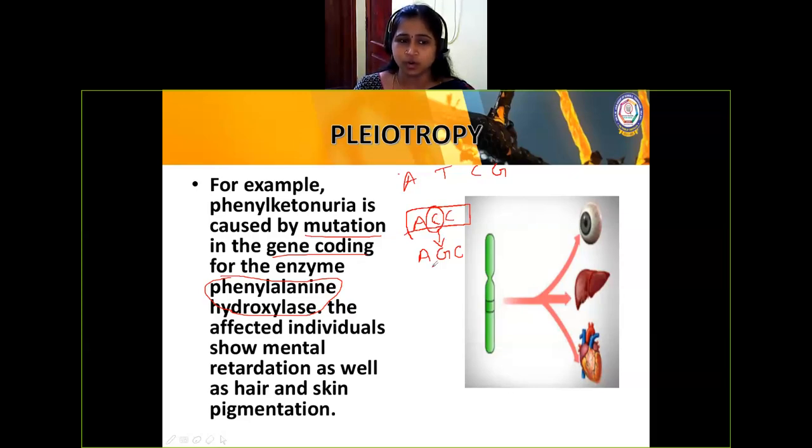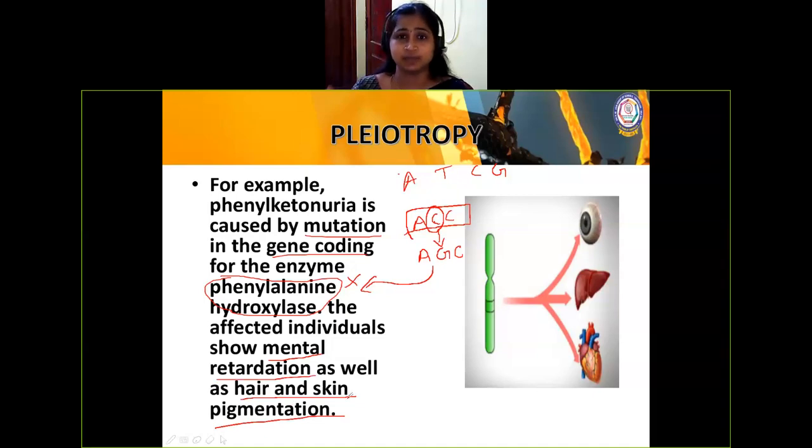So because of this, what happened? I'm just giving an example. It is not that AGC is going to produce phenylalanine hydroxylase. It's just an example. So this particular gene will not produce this particular enzyme. So there will be no conversion of some factors, which leads to multiple effects in the body, like reduced pigmentation. That we are going to see here. So what will be the effect? Mental retardation, pigmentation, hair and skin color.